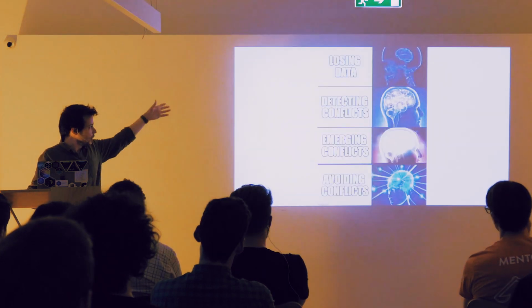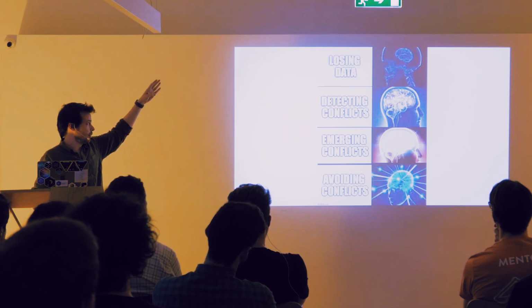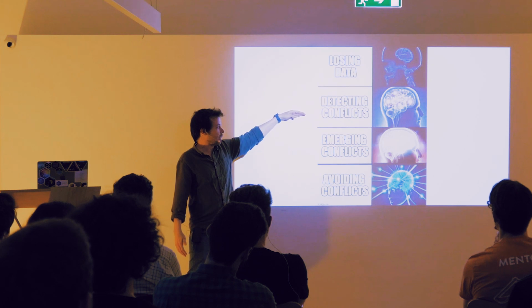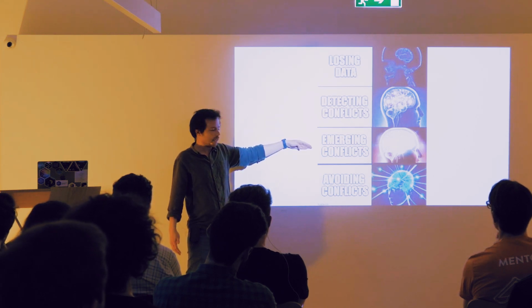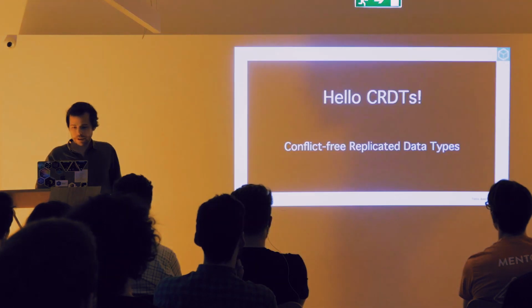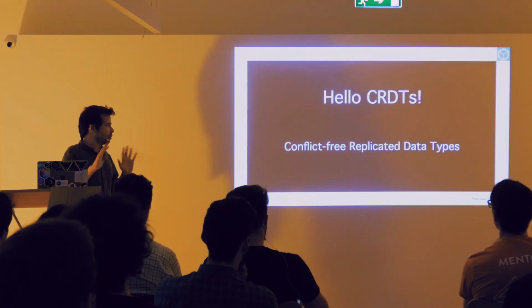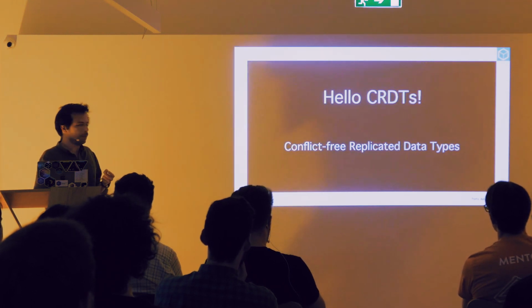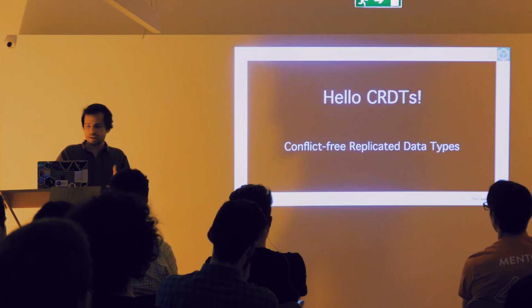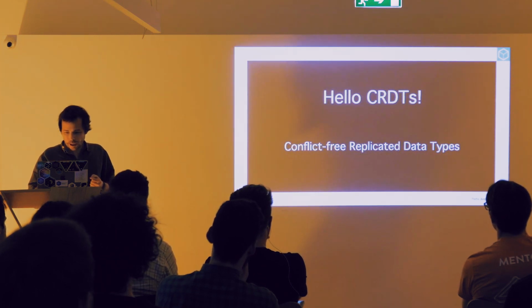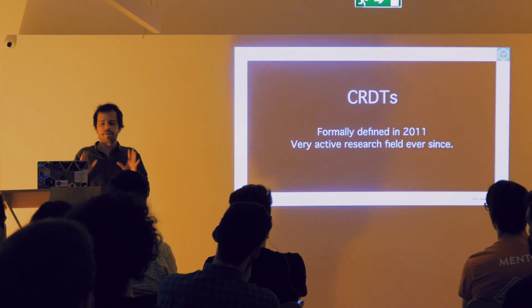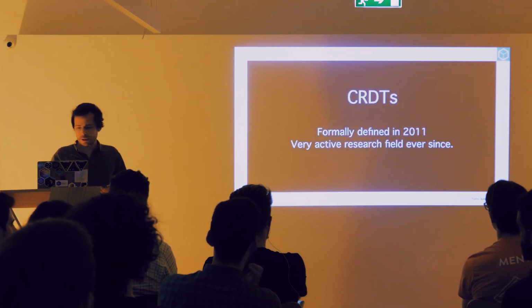So you can do a meme and say, like, small brain, losing data, and then detecting conflicts is the next level, emerging conflicts is the next level, and now I would really like to avoid conflicts. Okay? Hello to CRDTs, which are conflict-free replicated data types. It's a really long name for something that is really simple. It's a principle that was formally defined in 2011, and ever since has been a really active research field.